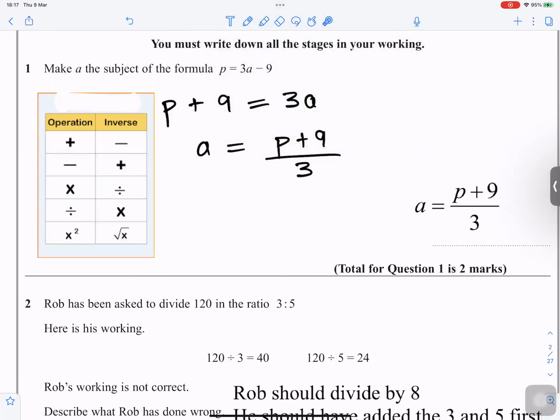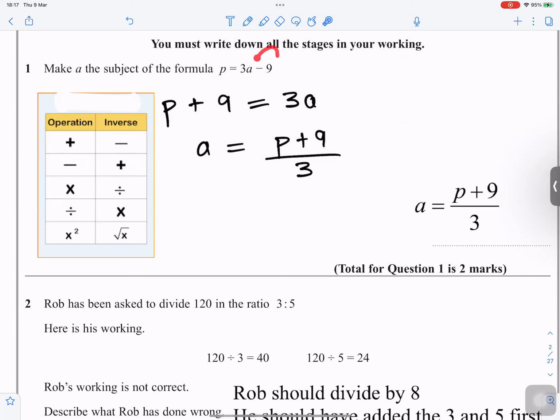Make A the subject of the formula. P is equal to 3A minus 9. We're going to use inverse operations. So the inverse of addition is subtraction. Inverse of subtraction is addition. Inverse of multiplication is divide. So we want to make A the subject. We want to get A to be on its own.